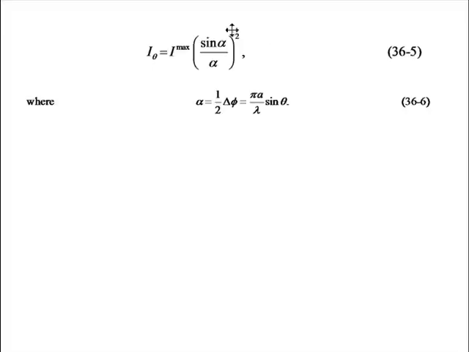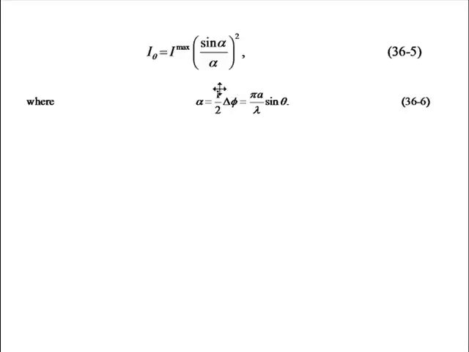So this is the actual formula for the intensity of light at an angle theta as a function of the central intensity and how far out our angle is. It's just equal to the maximum intensity times the sine of alpha over alpha, where alpha is just half the phase difference between the top and bottom ray. Or you could argue that's the phase difference between the middle and either side.